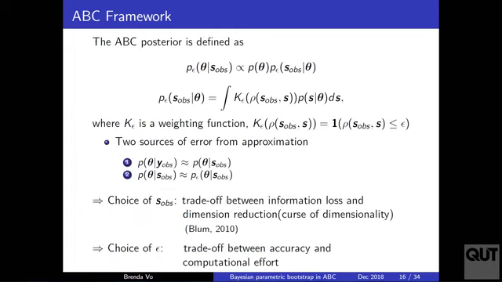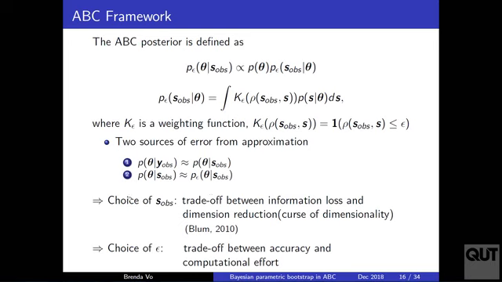Right, so that is the ABC posterior. This is proportional to the prior, and this one is the approximation of the likelihood. And this depends very much on the epsilon and the summary statistics. So basically, in ABC, we introduce two sources of error. The first one is when you reduce the whole data to the summary statistics. The second source of error is when you introduce the epsilon.